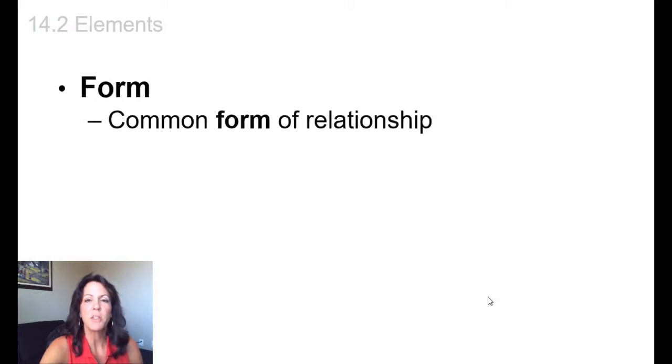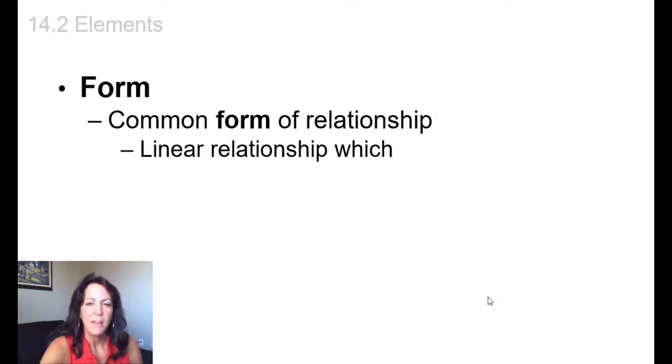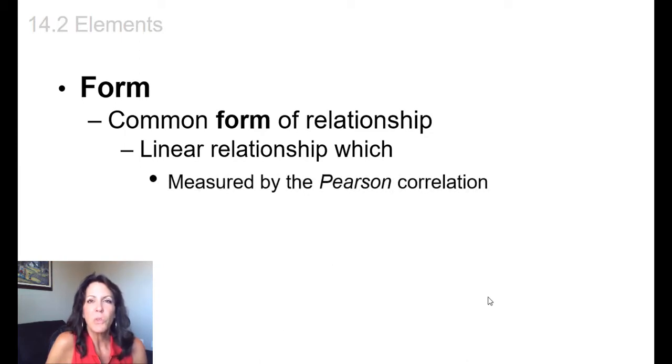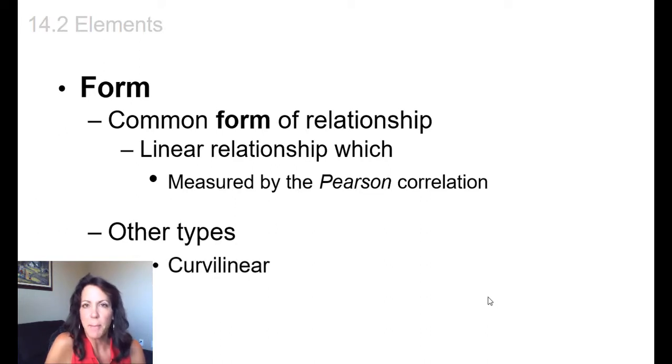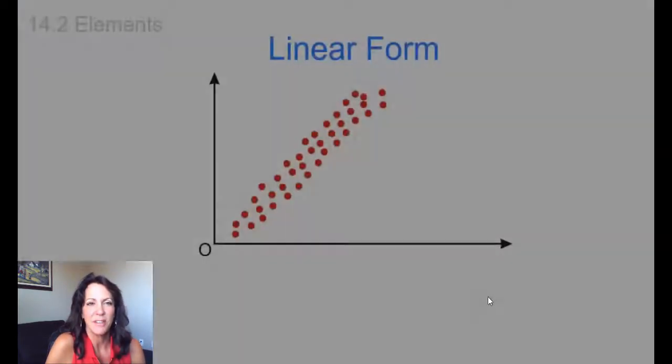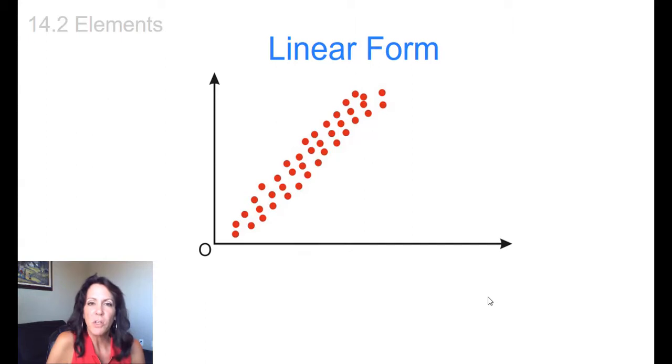The next thing we'll talk about is the form of the correlation. And the common form of the relationship that we're looking at is called a linear relationship. And we use what we're going to be coming to know as the Pearson correlation to measure these linear relationships. There are other types of correlations. I'm going to show you an example of something called a curvilinear relationship. But we don't measure a curvilinear relationship using the Pearson correlation because it's only good for linear correlations. So this is what a linear form looks like.